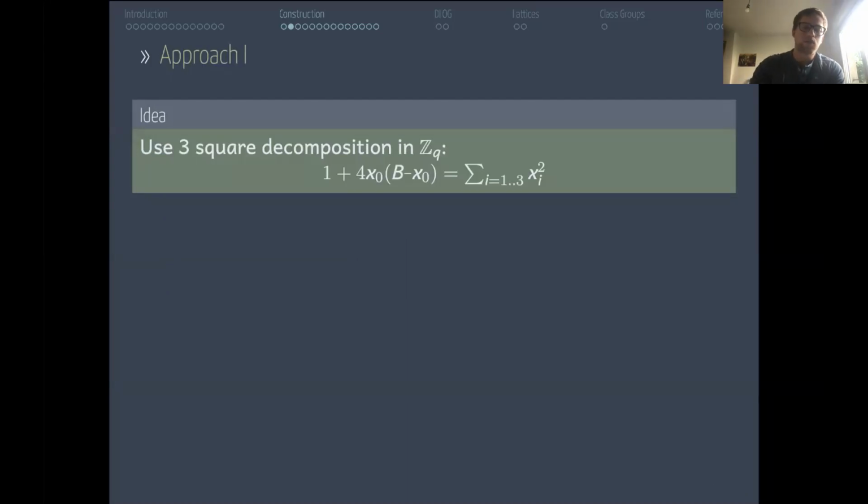I will show essentially how the construction evolved. So the first idea is to just use the 3-square decomposition in Zq. So we decompose 1 plus 4 times x0 times (q minus x0) as the sum of 3 squares. And we just construct a sigma protocol that shows this relation. And then we see what we get from this.